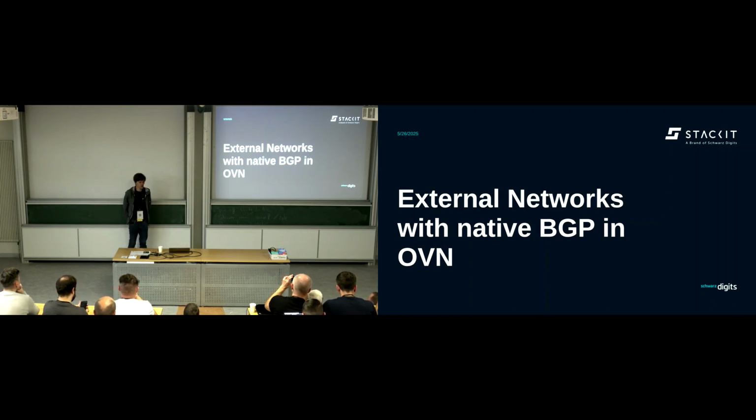I want to talk about external networks and how to integrate them using native BGP into OVN. We will not focus today mostly on how to do this with Neutron. There are people working on some kind of Neutron integrated product, which I don't know too much about. But we'll focus more on the OVN features and how you could use them, just to see what's possible.